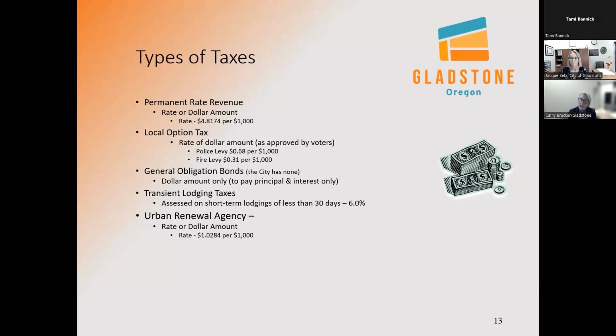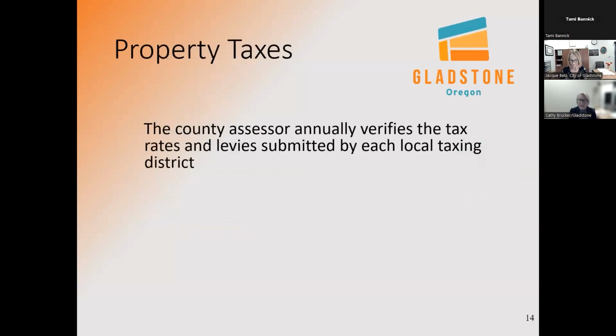We have transient lodging taxes that are also considered a local tax, and that is 6% on hotels, motels, and other short-term rentals for stays less than 30 days. Next slide. On our property taxes, the county assessor will annually verify the tax rates and levies submitted by each local taxing district. This verified levy provides the starting point for the following budget cycle. Next slide.